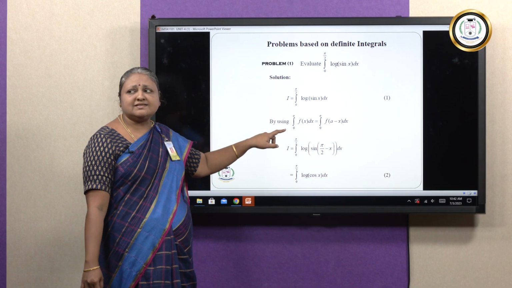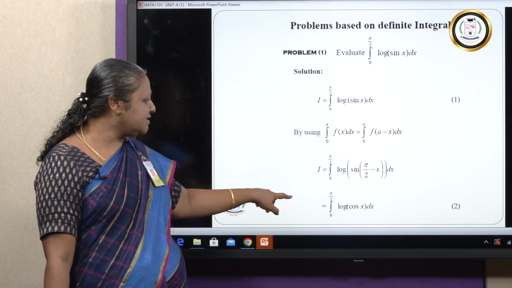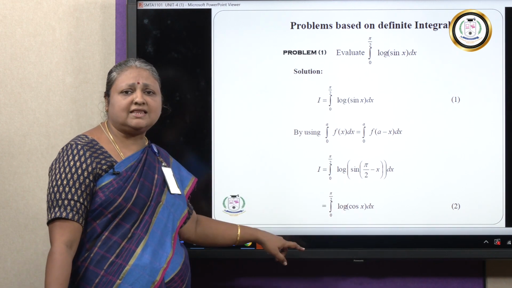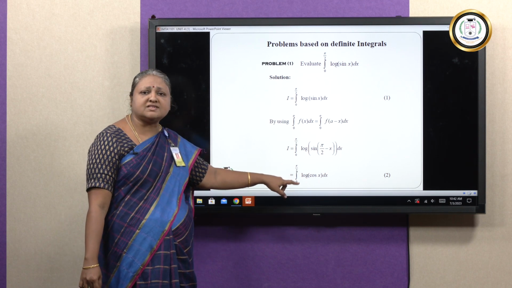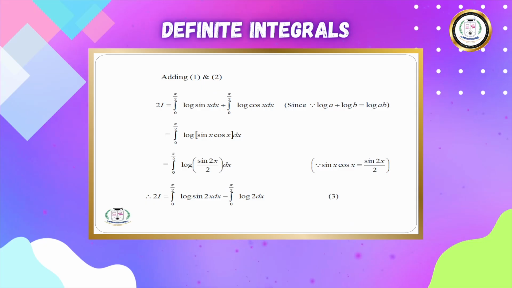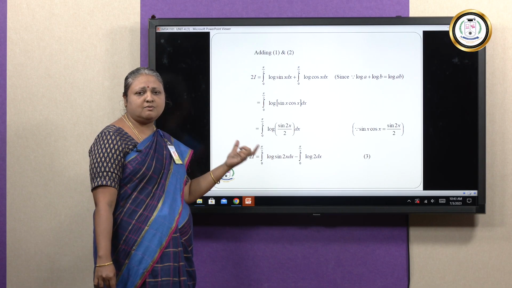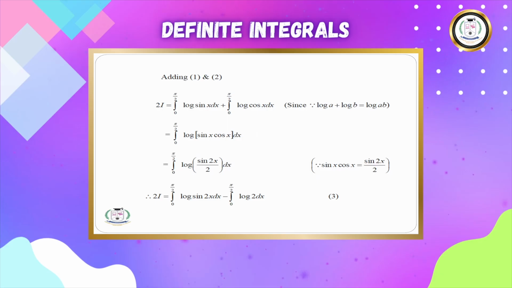Now let us replace x as pi by 2 minus x. So we are able to see that sine of 90 minus x is nothing but cos x. You can write integral 0 to pi by 2 log cos x dx. Mark it as 2. I mark it as 2 here in this slide. Now we remember what we have written in 1, which is your integral I equal to integral 0 to pi by 2 log sin x dx. Now 2 is integral 0 to pi by 2 log cos x dx.